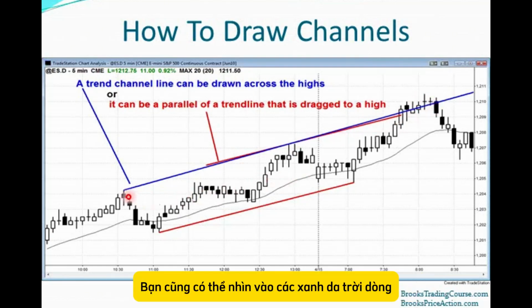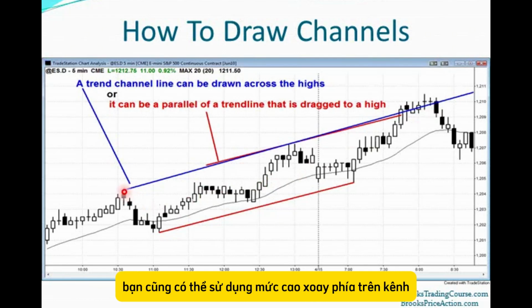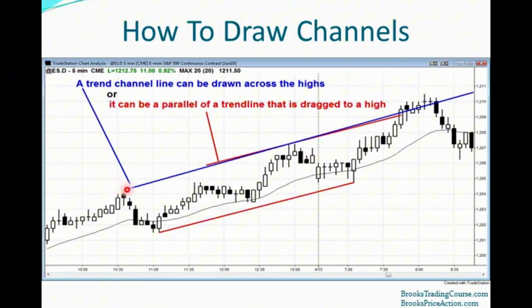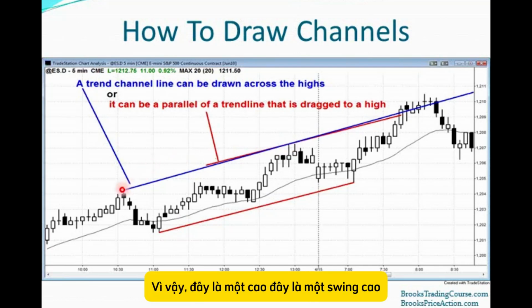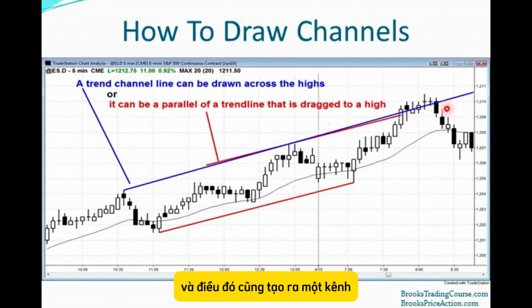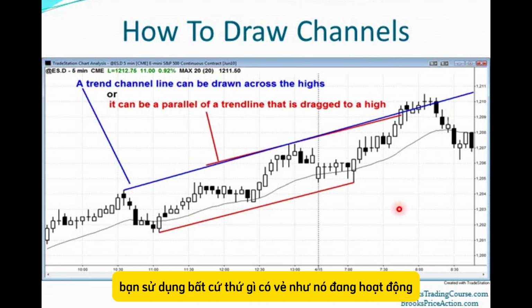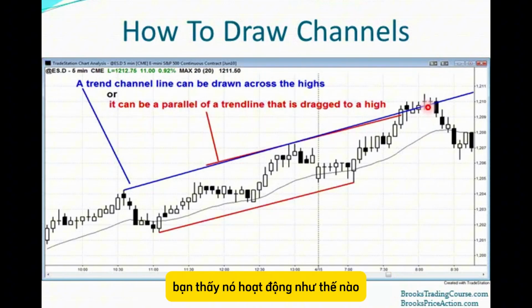You can also, well, let's look at the blue lines. You can also use swing highs above the channel and connect them to create the top of the channel. So here's a high, here's a swing high. So you can connect the two with a line, and that also creates a channel. It doesn't really matter which you do. You use whatever looks like it's working. Whenever the price gets near either line, you see how it behaves. And if you see a reasonably good sell setup near the top, then you go ahead and you short.